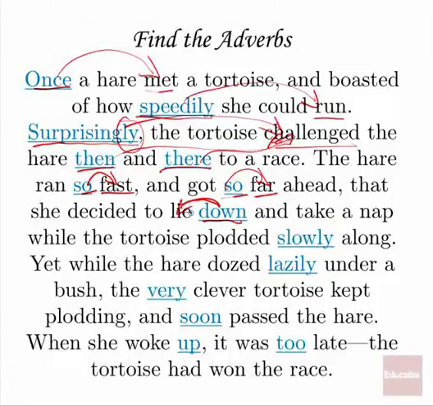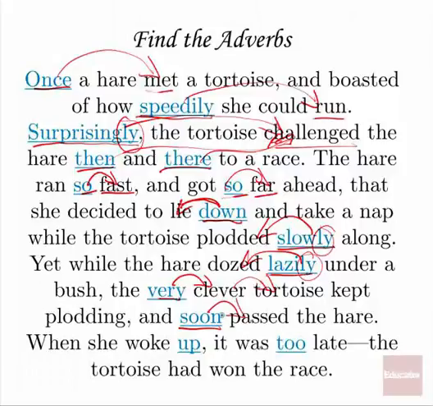And take a nap while the tortoise plodded slowly along. Slowly modifies plodded. There's that ly ending again. How did the tortoise plod? Slowly. Yet while the hare dozed lazily, there's that ly again, under a bush, the very clever tortoise. Clever, of course, is an adjective modifying tortoise, but very modifies clever, so it must be an adverb.